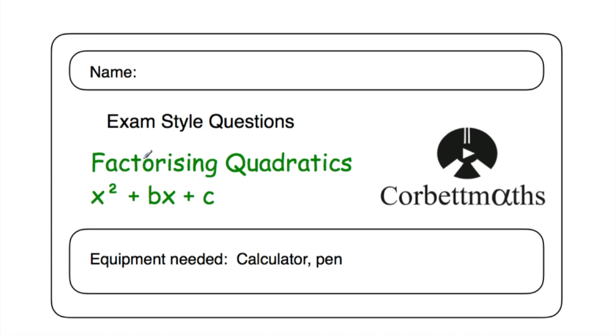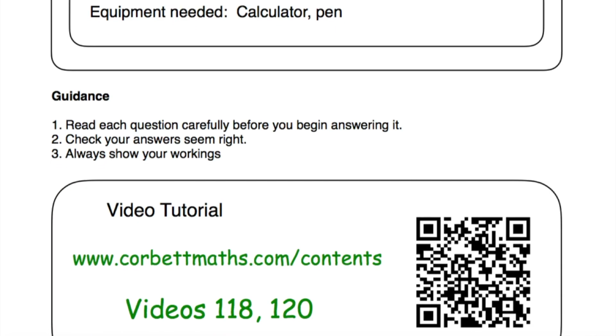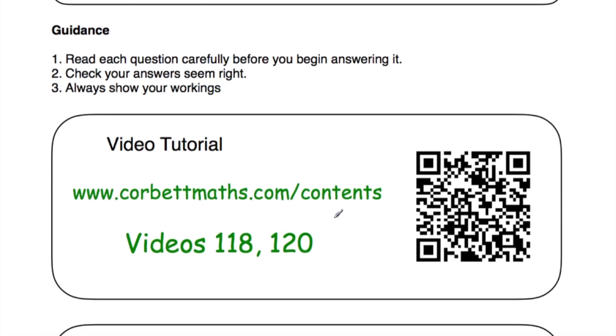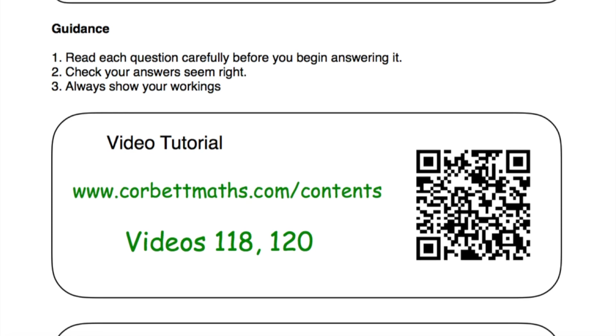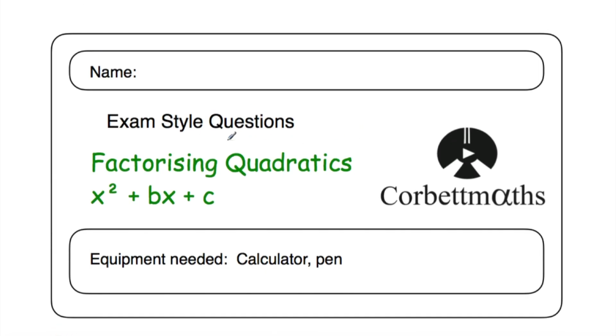In this video, we're going to look at the video solutions to the factorising quadratics in the form of ax squared plus bx plus c practice questions. If you need any extra help on factorising quadratics in that form, go to corbettmaths.com/contents and scroll down to video number 118 and 120, there's video tutorials there for you. Alternatively, you could scan this QR code. But in this video, we're going to focus on the video solutions to the practice questions, so let's get started.